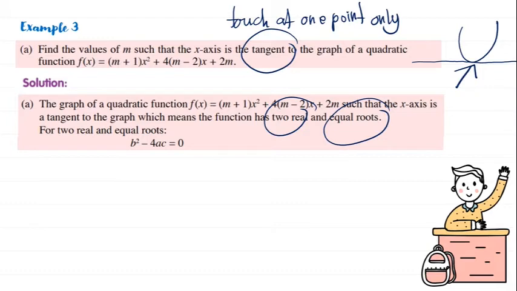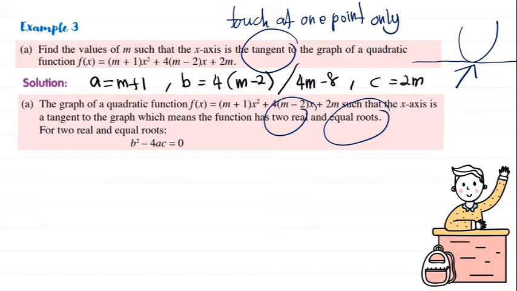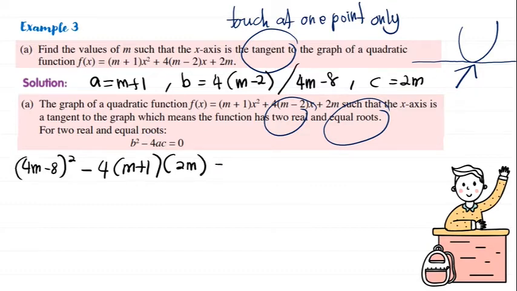So if you want to solve this one, you have to determine the values of a, b and c. The value of a is equal to m plus 1, b is equal to 4m minus 2, or just expand the bracket, so it becomes 4m minus 8, and lastly our c is equal to 2m. Okay, so substitute into the discriminant equal to 0. So (4m minus 8) squared minus 4(m plus 1)(2m) equals 0.